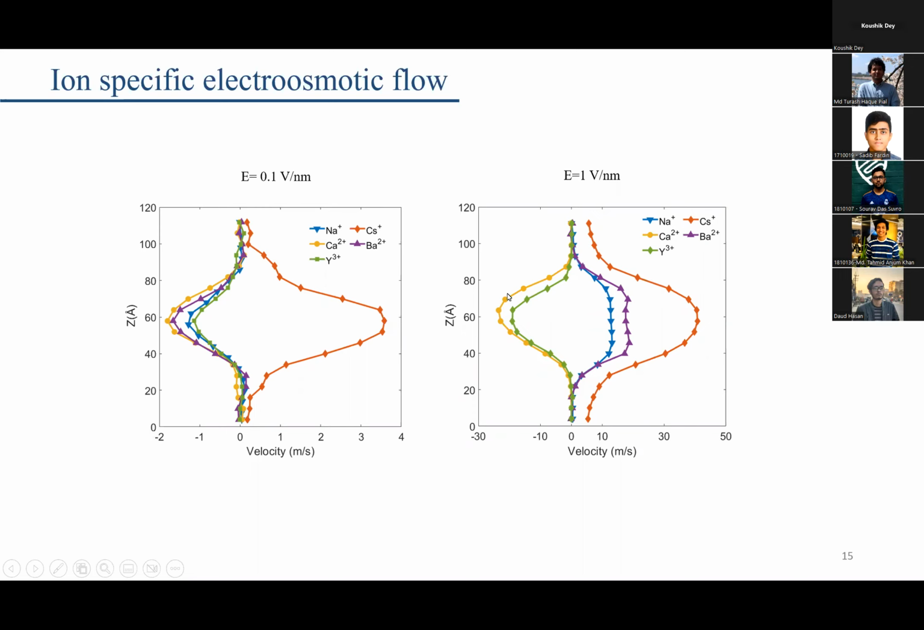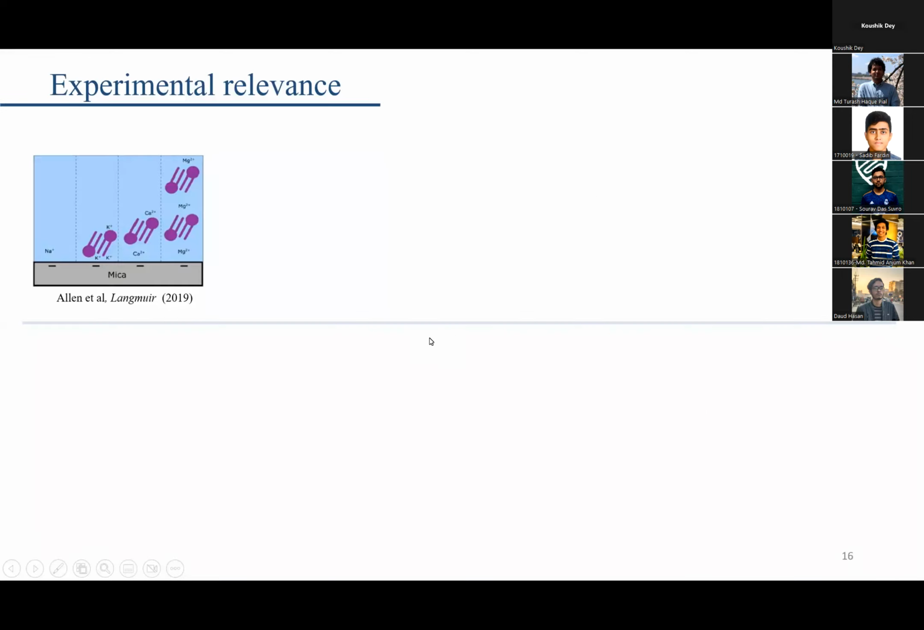So this actually showed that your counterion valence and counterion type can influence and give you a spectrum of electroosmotic flow. And you can manipulate the electroosmotic flow with the counterion size and valence by just changing the electric field strength.